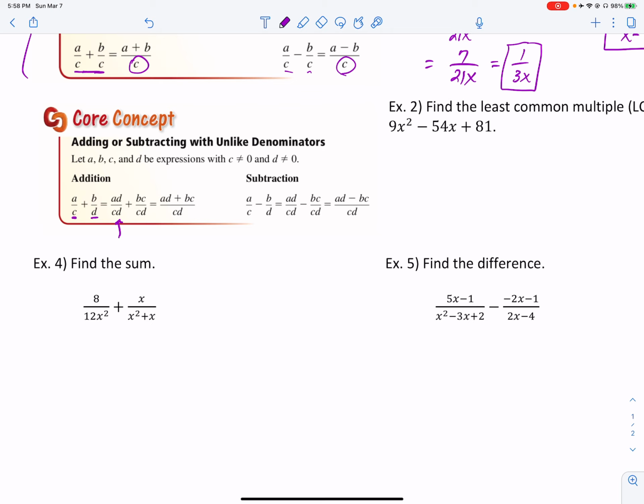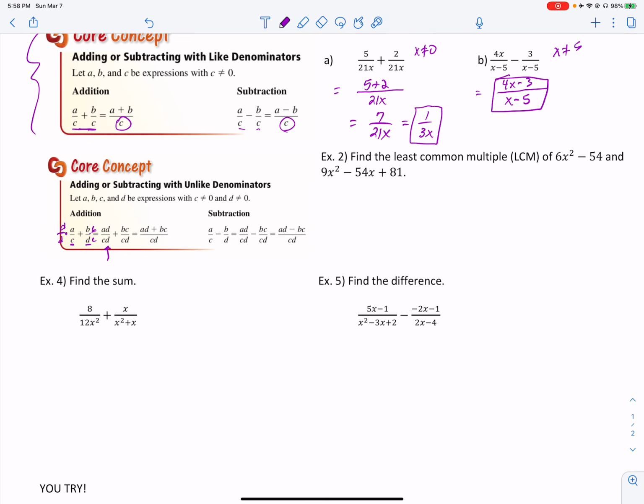But once you get them to have a common denominator, and they showed to do that, they multiplied the first one by D over D, and they multiplied the second one by C over C. That's what you're going to be doing. You're going to need to show me what you're multiplying each fraction by in order to get a common denominator. And then the same with subtraction, but only you subtract the numerators.